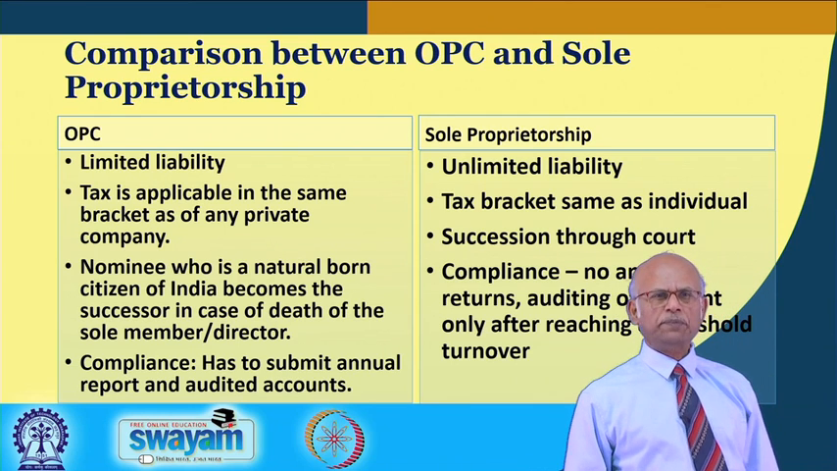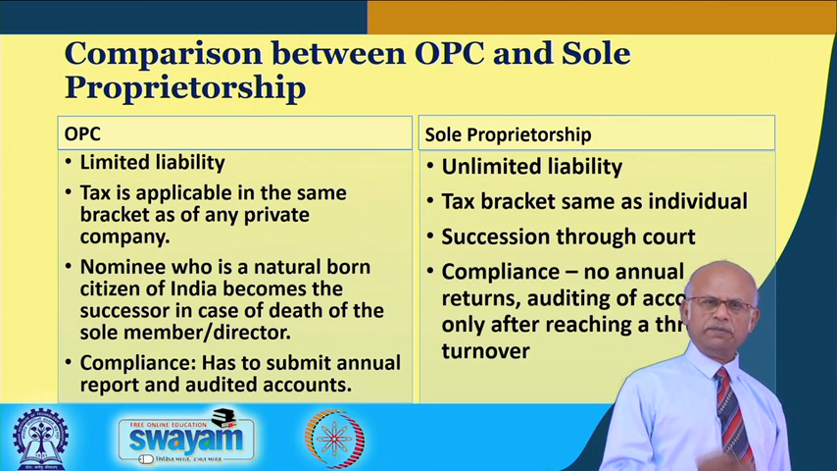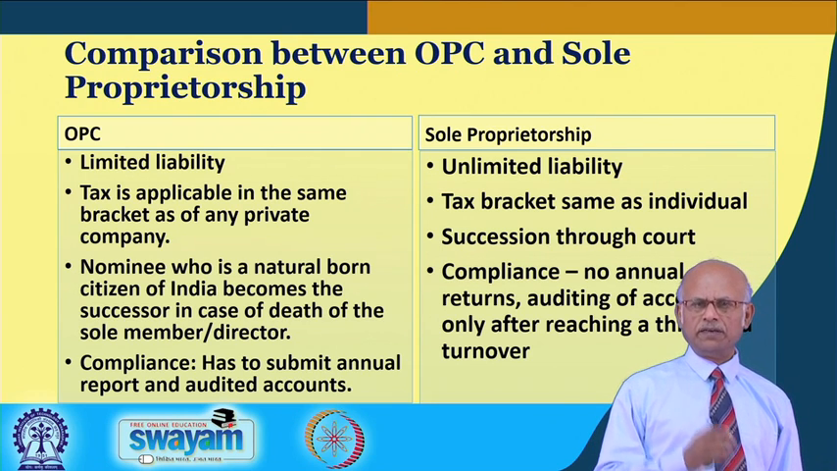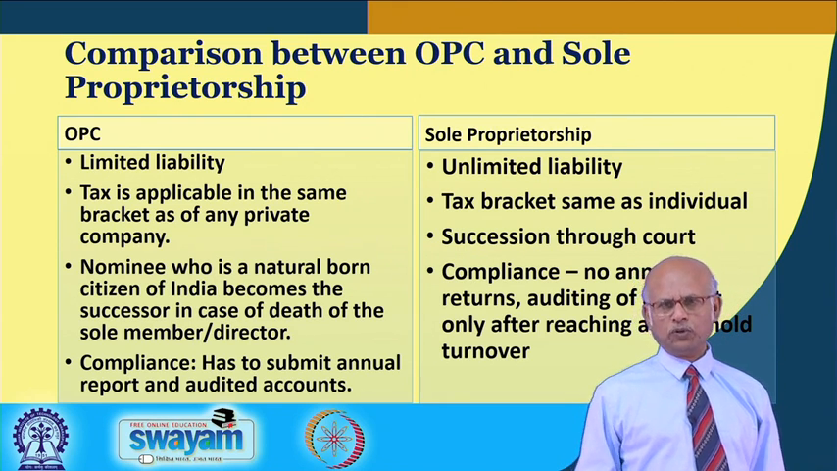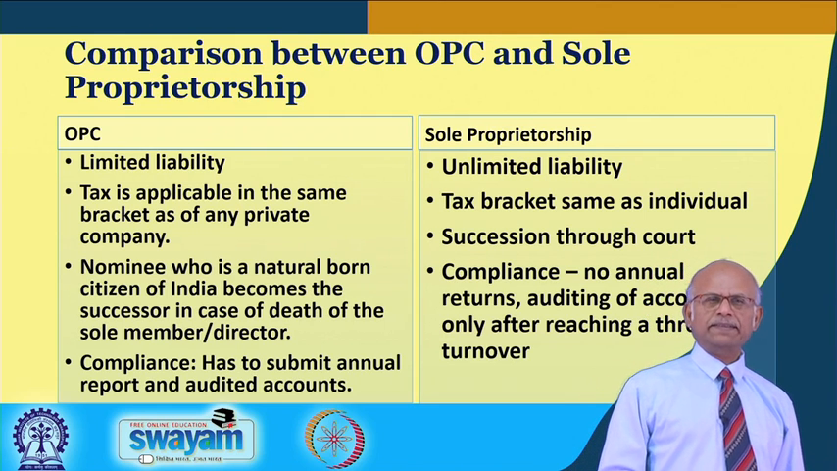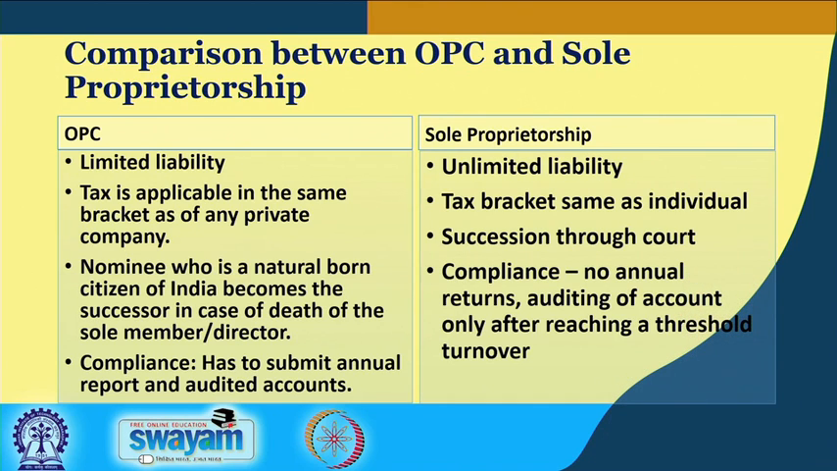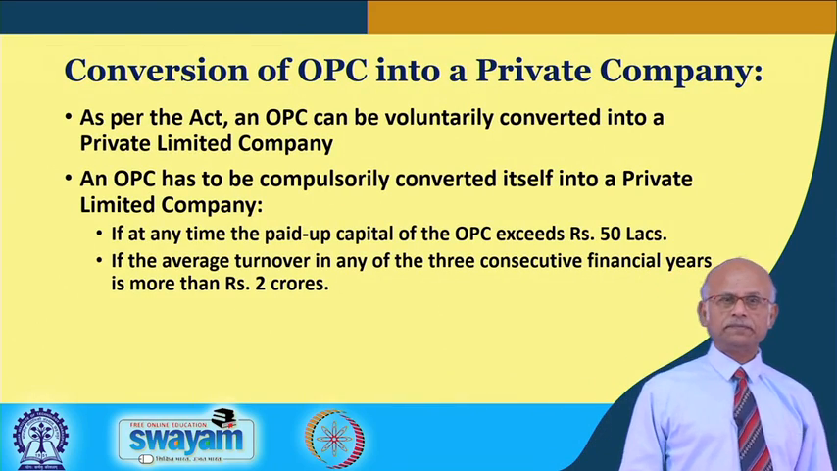Now, a comparison between OPC and sole proprietorship is so obvious. OPC has limited liability, that is unlimited. The OPC has continuity of existence, but in a proprietorship succession is through court, or there is no succession. Then in OPC there is a provision of a nominee, so automatically the nominee becomes director. Then compliance: there are some compliances in OPC, but compliance in proprietorship is limited.